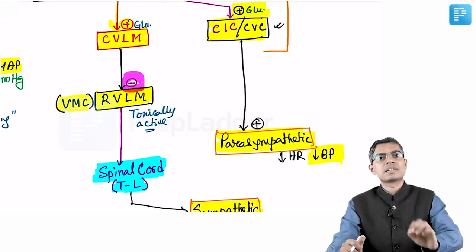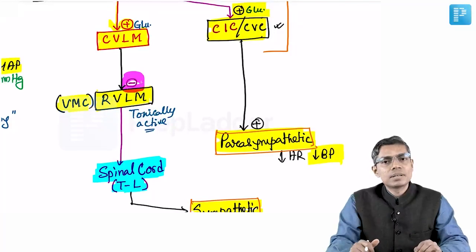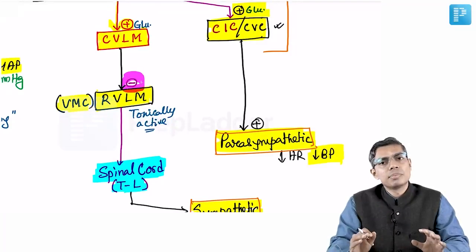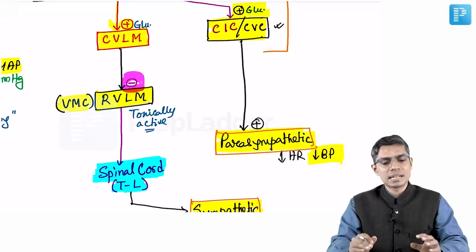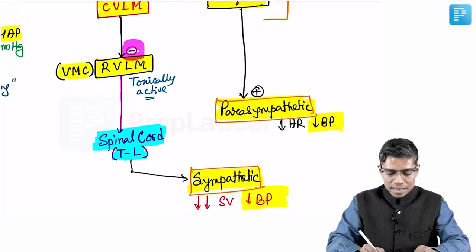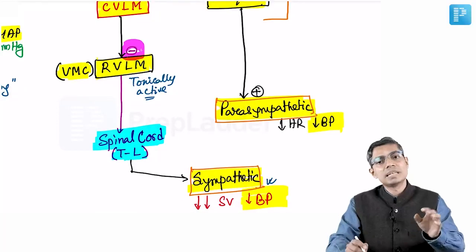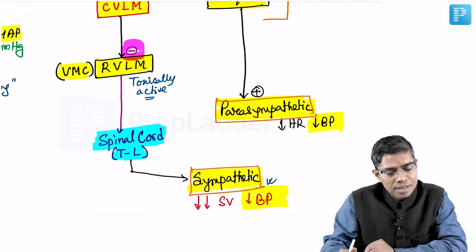This has been asked in AIIMS entrance examination, that what will happen to the discharge pattern of RVLM? It will remain active although your brain is sleeping, but RVLM is active. It will maintain the vessel tone by activating the sympathetic system even during your sleep period, right?